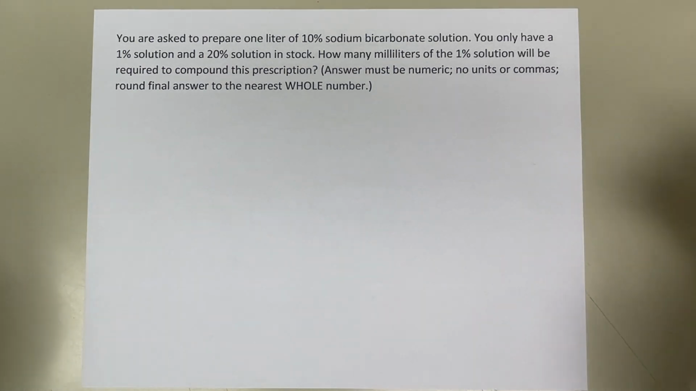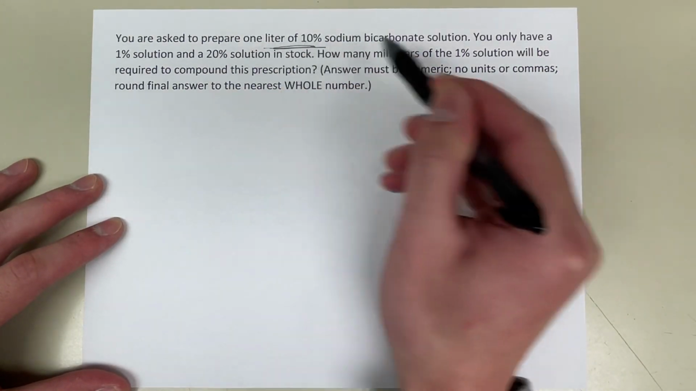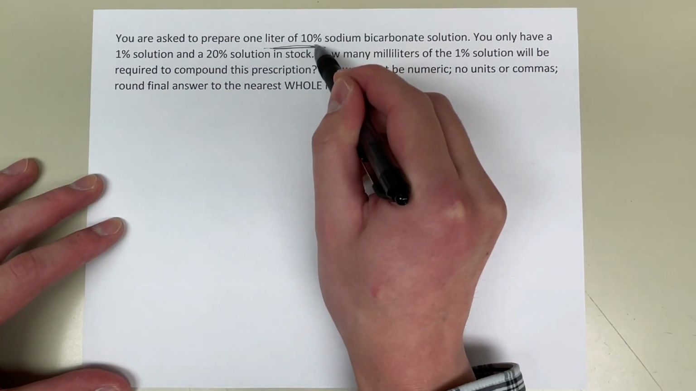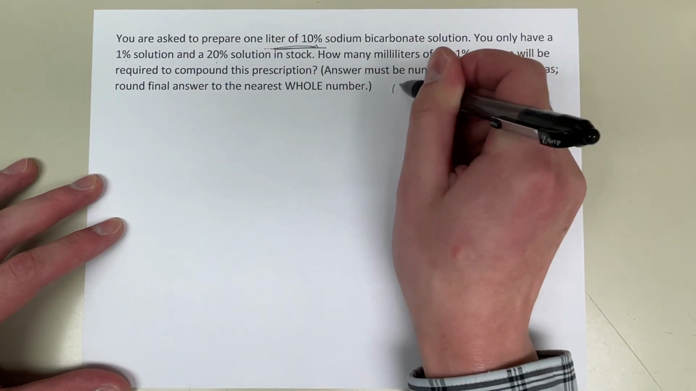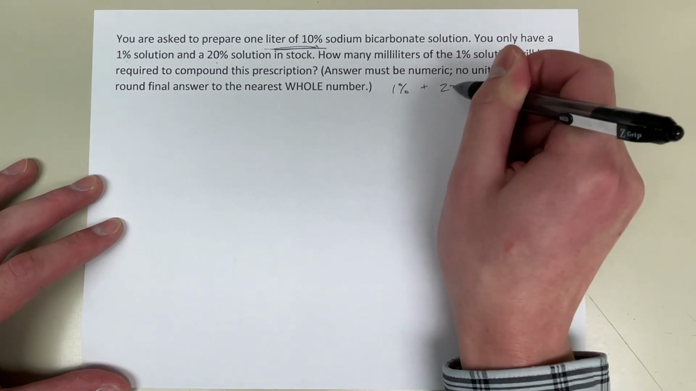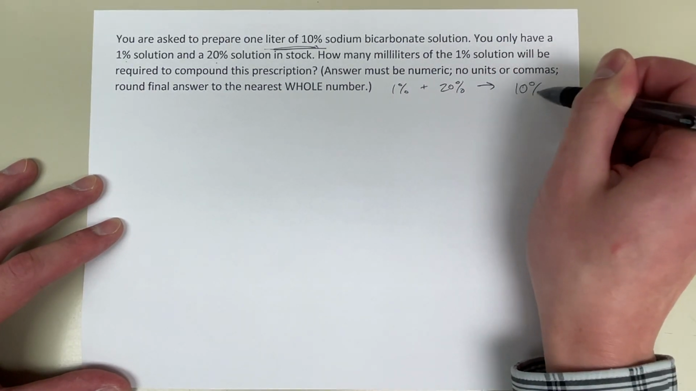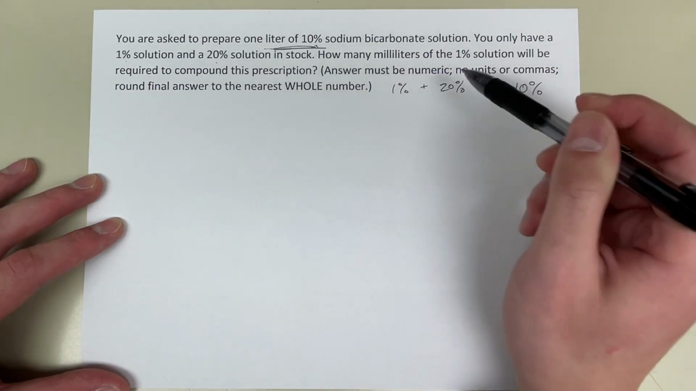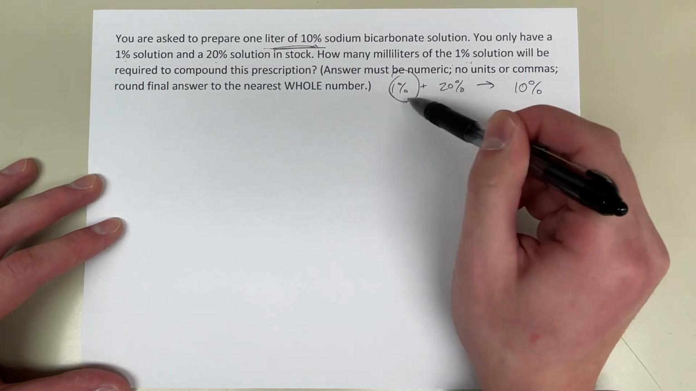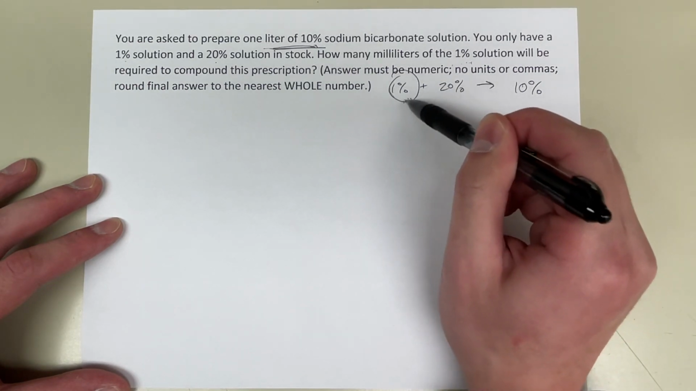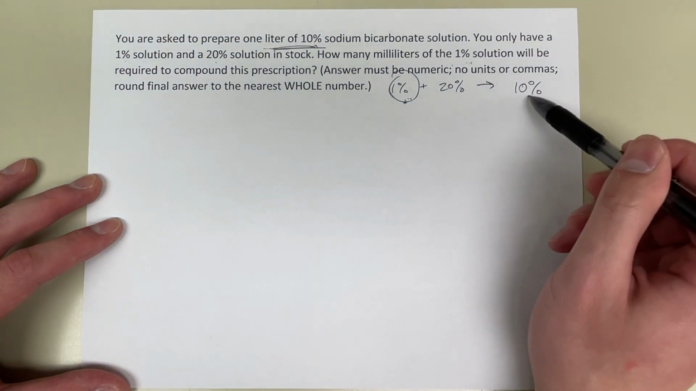Alright, so what is the question asking? So they want you to prepare 1 liter of this, but you don't have this in stock. So instead you'll be using a 1% solution and a 20% solution, and then that will equal your 10%. But the question is specifically asking how many milliliters of this. Even though you need to know both of these, they just want you to know what this 1% is that you use to make 10%.